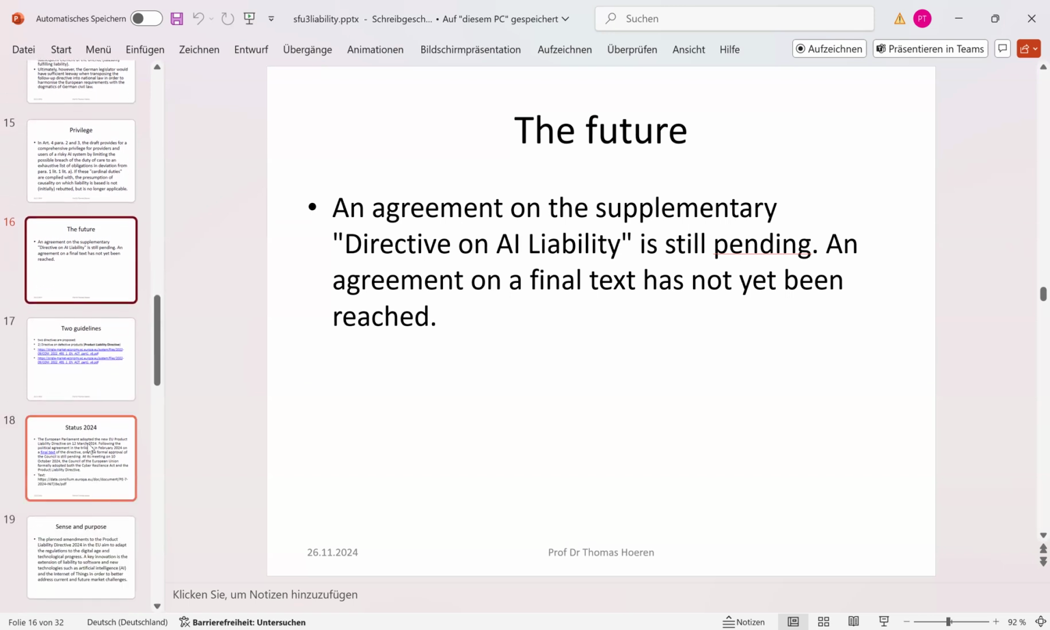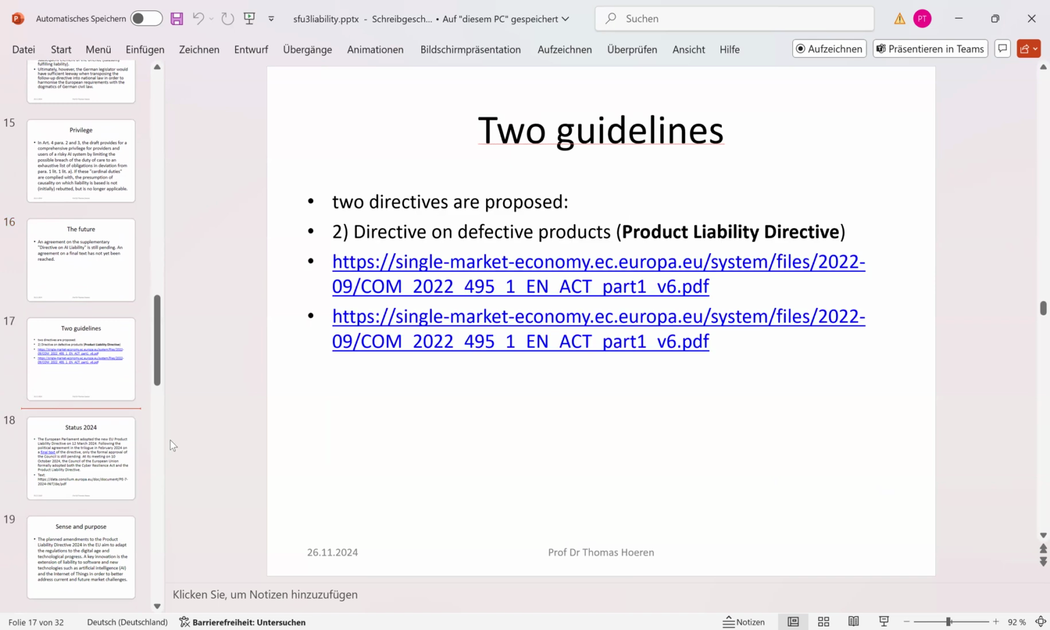But apart from this first directive, there is a second directive, and that is already finished. As I've sent you, on the 23rd of October this year, the directive on defective products has been published. This is the so-called product liability directive.